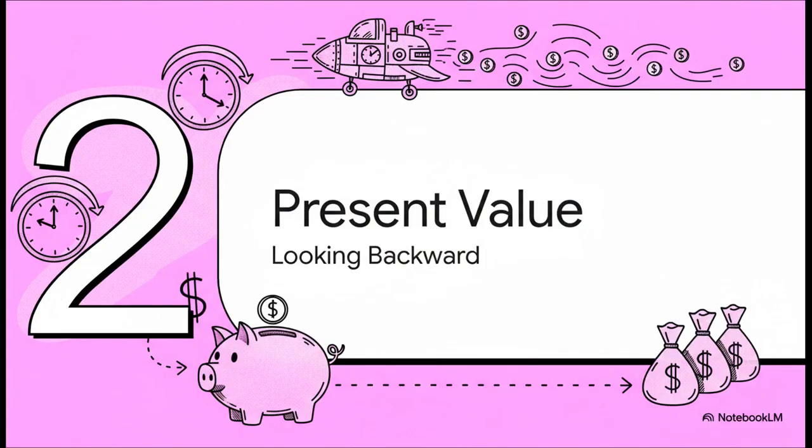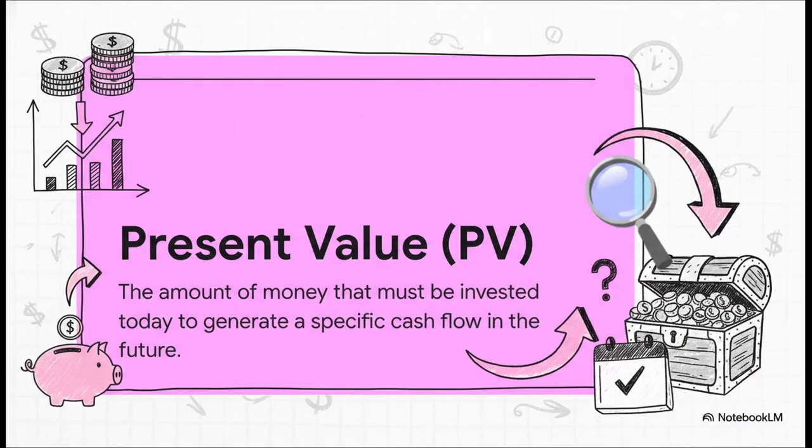All right, so we've successfully traveled into the future. Now let's hop in our financial time machine and go the other way. We're going to talk about present value, which is all about figuring out what a future pile of money is worth to us right here, today. Present value completely flips the question around. Instead of asking, what will my money grow into, it asks, hey, how much money do I need to put away right now to hit a specific target in the future? It's all about putting today's price tag on a future promise.